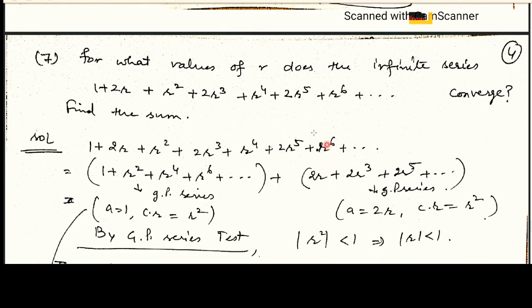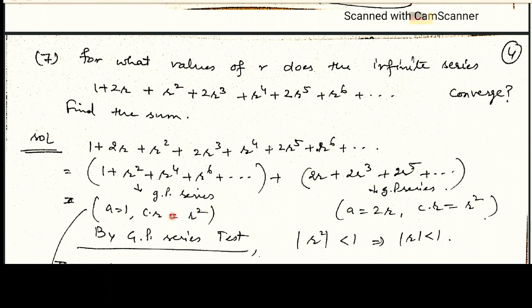In question number 7, you have to find for what values of R this infinite series converges, and also find its sum if it is convergent. Now it is a sum of two GP series. You can combine the terms 1, R squared, R to the power 4, R to the power 6 as one GP series, and 2R, 2R cubed, 2R to the power 5 as the second GP series. Both series have the common ratio R squared.